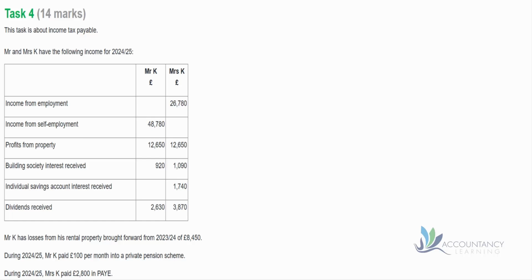And then during 24-25, Mr. K paid 100 per month into a private pension scheme, and also Mrs. K paid 2,800 in pay-as-you-earn, because remember Mrs. K has income from employment. So one of the things that we need to do first of all then is just understand what is their general income, what is their investment income, and what is their dividend income, because we have different allowances and different rates.